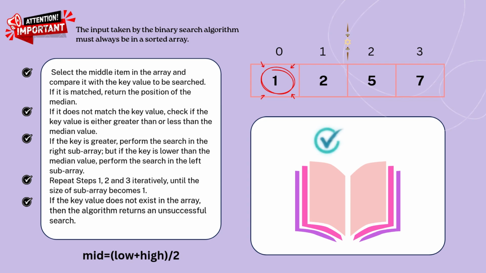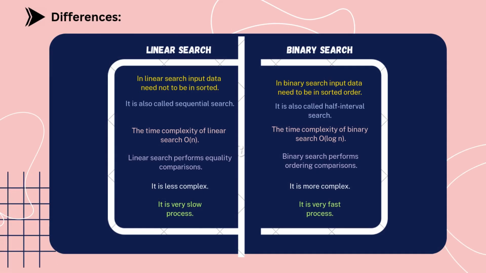Now let's switch to the comparisons. Linear search and binary search. So in case of the linear search, the differentiations, okay. These are actually very basic. In linear search, the input data need not be in sorted order, but in case of the binary search, the input data needs to be in sorted order.